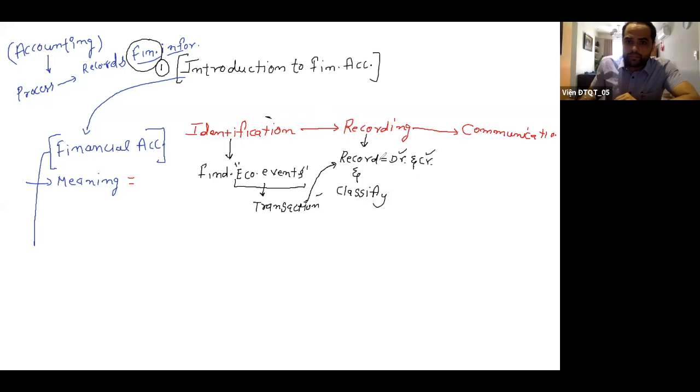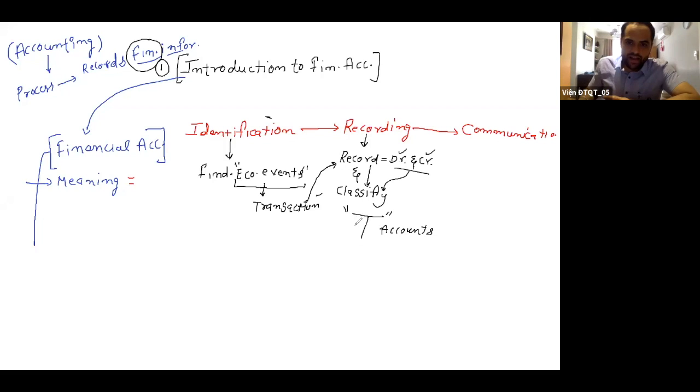So once we record, then after recording, we're gonna classify, right? Classifying means we're gonna use T accounts. With the help of T accounts, whatever transaction we recorded using debit and credits, we classify it, right? Why we call it T accounts? You will study later on, all right?